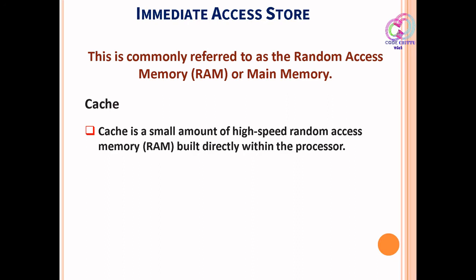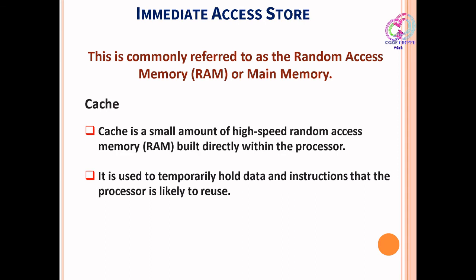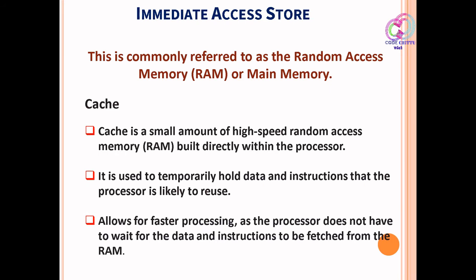Why do they have to make it high speed? Already RAM is fast, but compared to RAM, it is faster, and it is used to temporarily hold data and instructions that the processor likes to reuse. I will tell you one story so that you can easily understand. It allows for faster processing, as the processor does not have to wait for data and instructions to be fetched from the RAM. So why is this cache there?